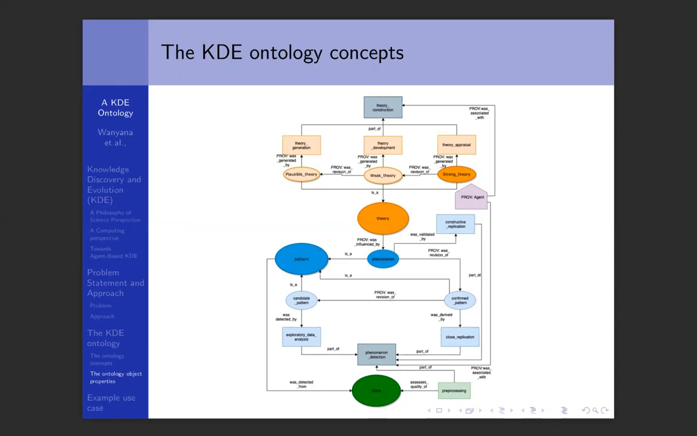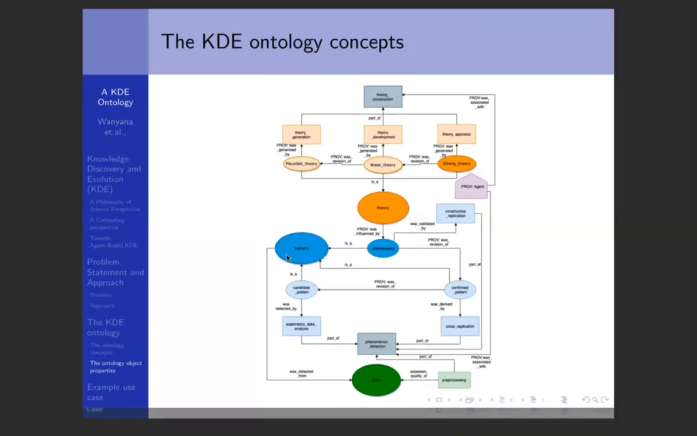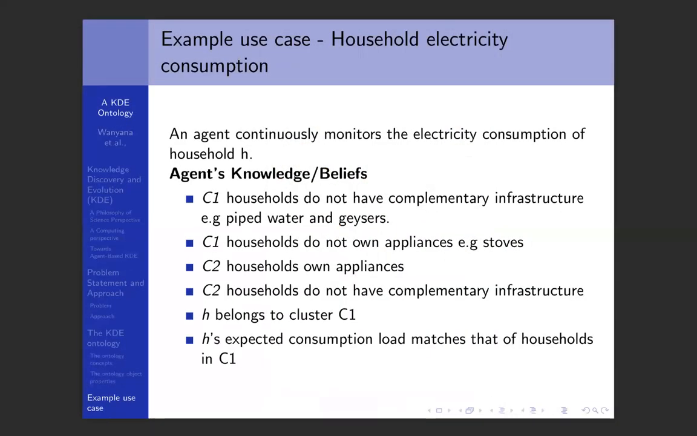So theories can be weak theories, strong theories, or plausible theories, depending on the stage of theory construction that they are at. Let me explain with an example. Let us look at the domestic electricity consumption domain. Let's consider these as part of the domain knowledge of the agent deployed to monitor consumption of a household edge. So in this case, households with similar load consumptions are clustered together. Households that belong to the same cluster have similar demographic features.